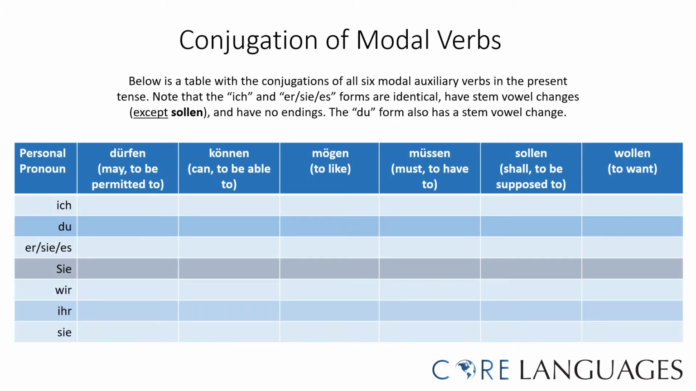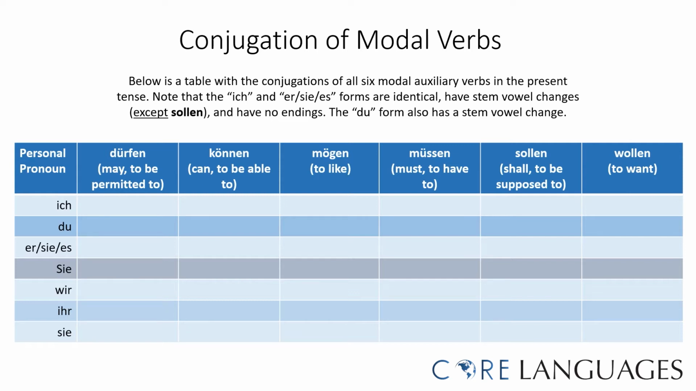Here's the conjugation of the modal verbs in German. Pay attention to vowel changes and spelling changes. Note that ich and er/sie/es are identical and have stem vowel changes, except for sollen. The du form also has a stem vowel change. Feel free to repeat after me.